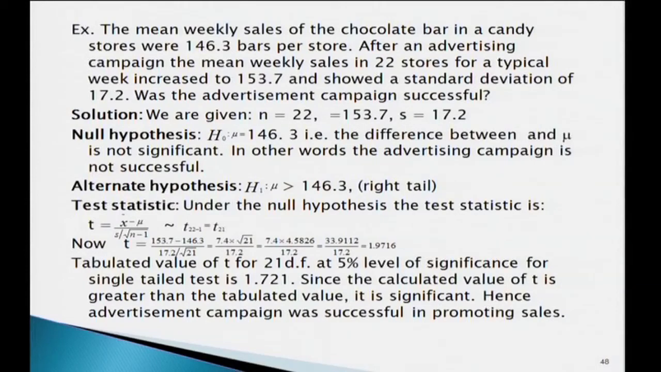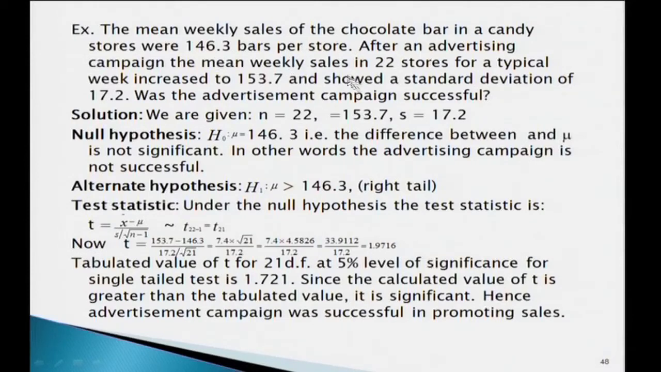Here we talk about the mean weekly sales of chocolate bar in a candy store. It was 163 bars per store. So, this was 146.3 bars per store, right. Again, is it out of any sample or is it in total or in general? So, this is in total, in general, it is not out of a sample. So, this is the population parameter, population mean is given.